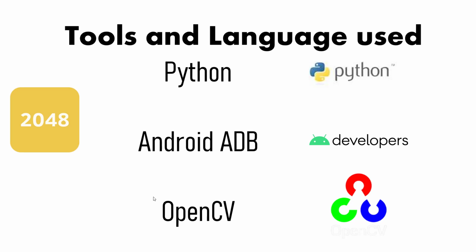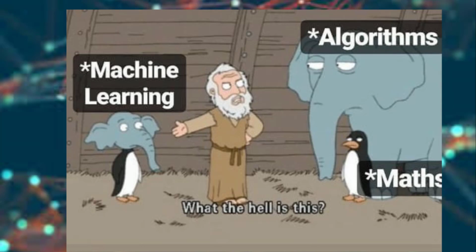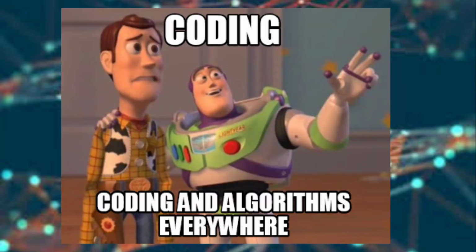OpenCV, this is an open source computer vision and machine learning software library built to provide a common interface for computer vision applications. Before going further, I just want to tell you that this is not an AI, which you are expecting. Actually, this is an algorithm which calculates the best move by checking all the available moves and picking the best move. Let's jump into the code.